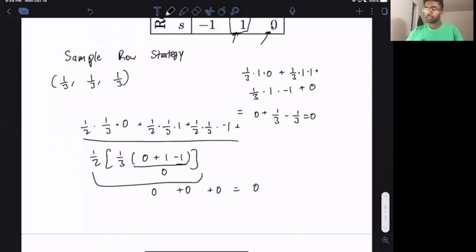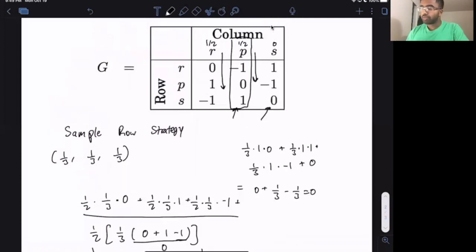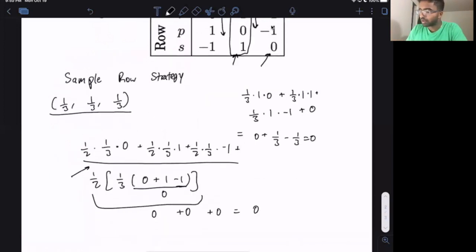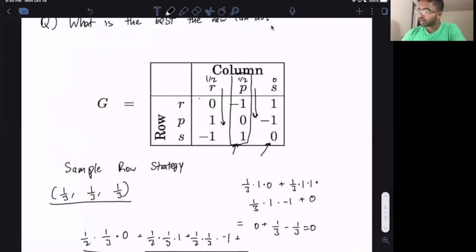And so what you'll see here is that whenever row plays a completely uniform distribution, right? It plays its options or its elements completely at random, 1/3, 1/3, 1/3. We'll see that the expected payoff becomes 0, right? And that's because we were able to factor out this 1/3 out of everything. And we see that the sum at each column becomes 0.